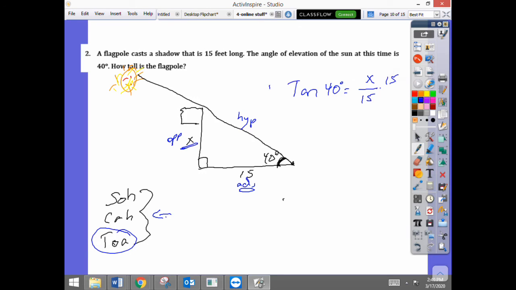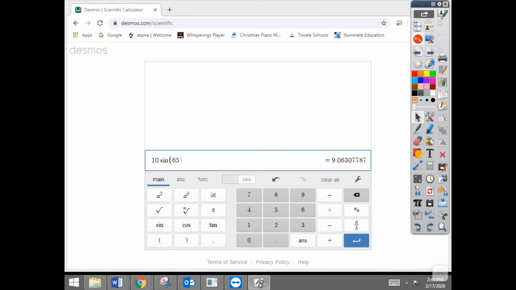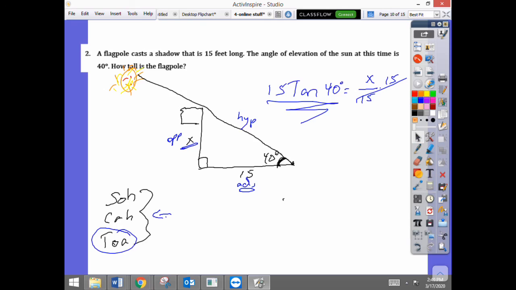Multiply both sides by 15. Right here, that's what we are going to enter into the calculator. So I'm going to come back to my calculator here, clear everything. 15 times the tangent of 40 degrees. And what do we have? 12.58, so let's round to 12.6. So x is equal to 12.6. And let's make sure we put our units, which is feet.